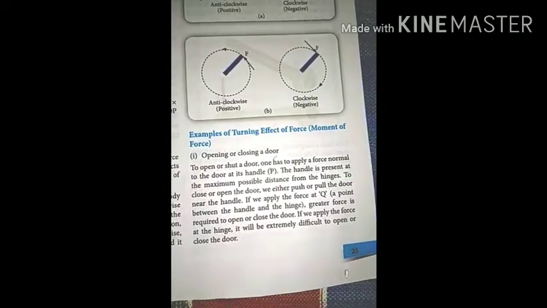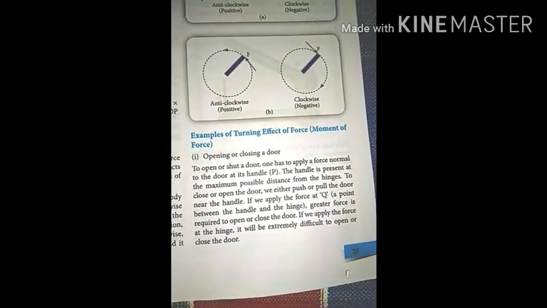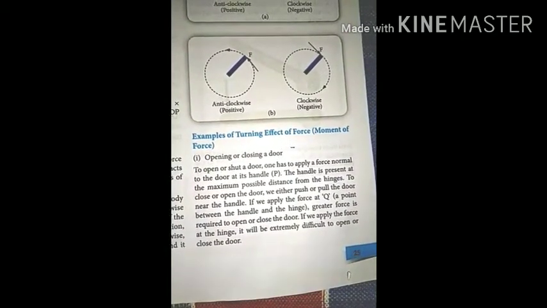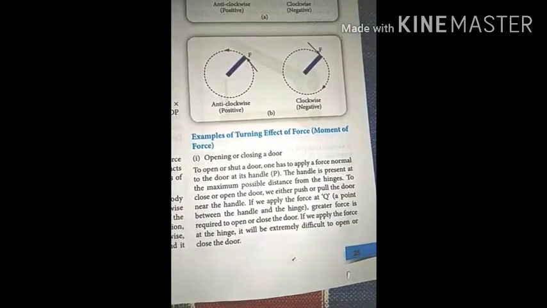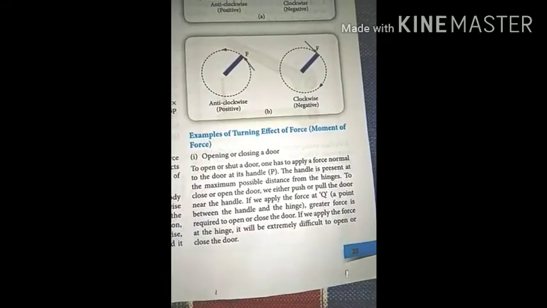if we apply force at the hinge, the perpendicular distance tends to 0. So it does not produce any turning effect. This is why it will be extremely difficult to either open or close the door.